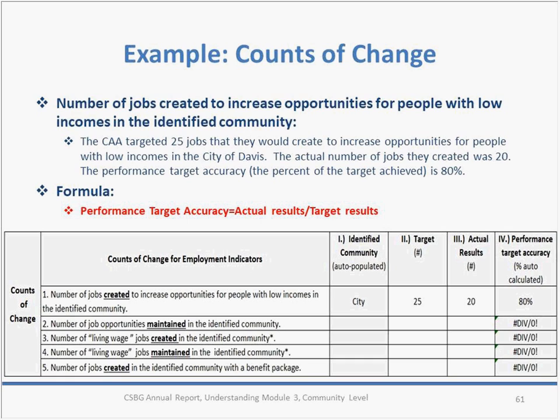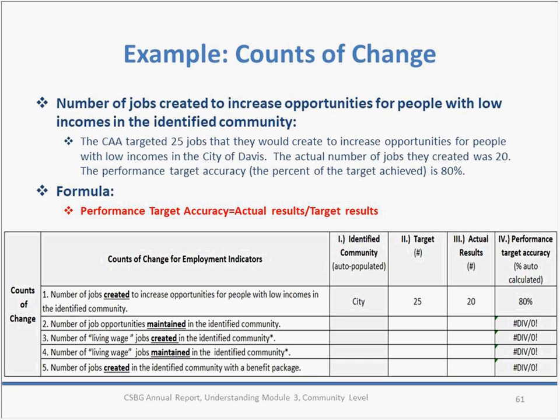Let's first look at the counts of change. So this example is looking at employment indicators. We have an example for number of jobs created to increase opportunities for people with low incomes in the identified community. As I've been talking about, this is the number of jobs, not the number of people obtaining that job. In this example, we have a community action agency working in their city as their identified community. They're targeting that 25 jobs will be created for people with low incomes in their city. At the initiative period, they actually created 20 jobs.